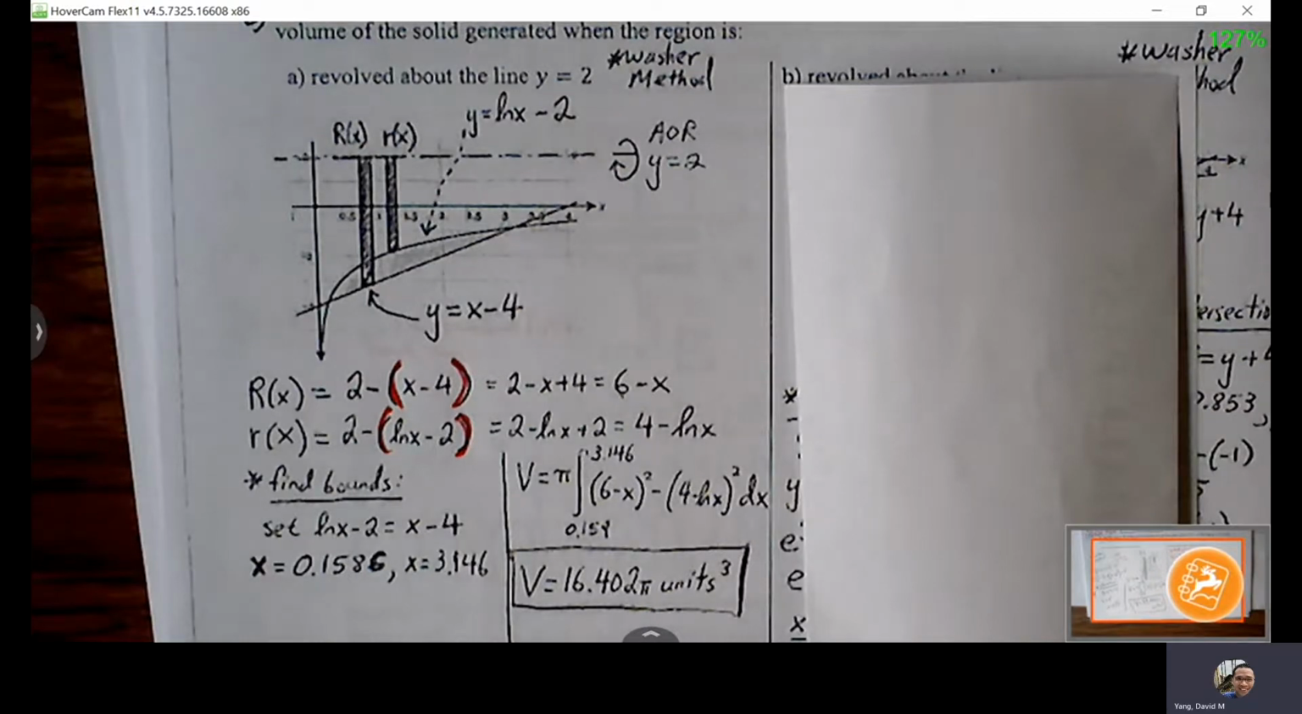In other words, we're going from left to right. So we're always going to be stacking our circular discs or cylinders from left to right for top minus bottom, and for right minus left we're stacking from the bottom to the highest one up.